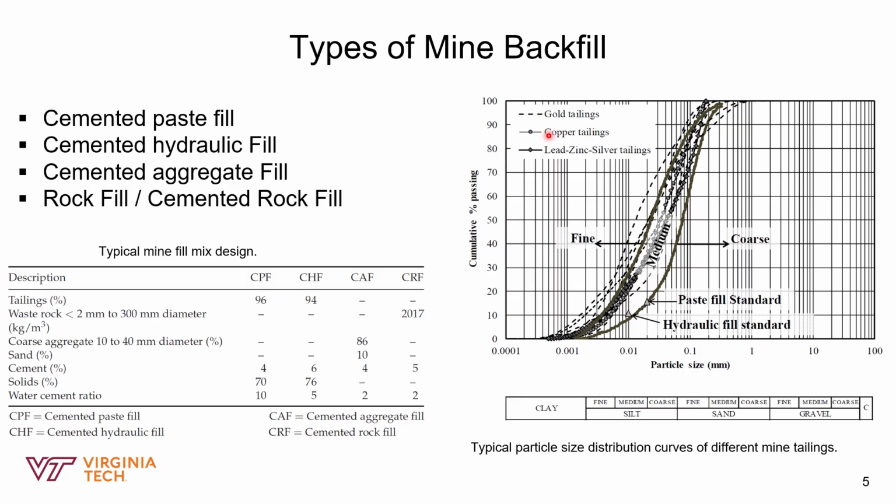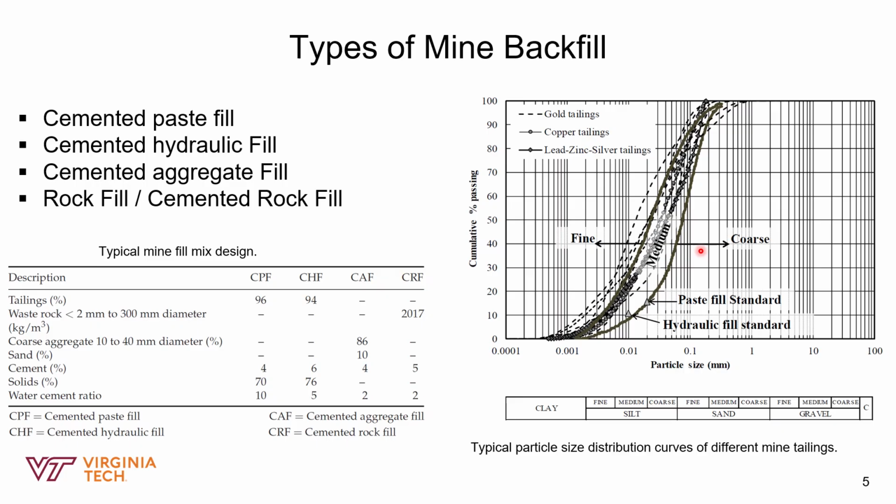So on the right here, we have a graph, and this is a particle size distribution. This graph would tell you what kind of backfill you are dealing with based on the particle size distribution of the tailings you are working with. Generally speaking, if the particle size distribution of your tailings falls in the coarse region, that means the tailings is suitable for hydraulic fill, but not suitable for paste fill.